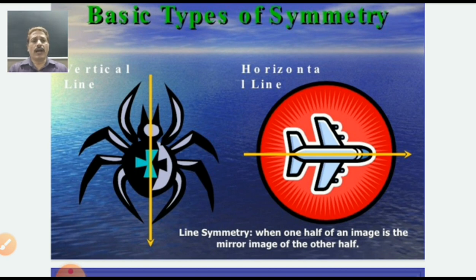When one half of an image is the mirror image of the other half. You just draw one half and you can see the other side, the same size, the same picture you can get. So, mirror image. Have you seen a mirror? Yes, it shows us our face, our body, or whatever things we keep in front of the mirror, it is reflected. Yes, mobile camera, video shooting, whatever you can see, it is reflected.